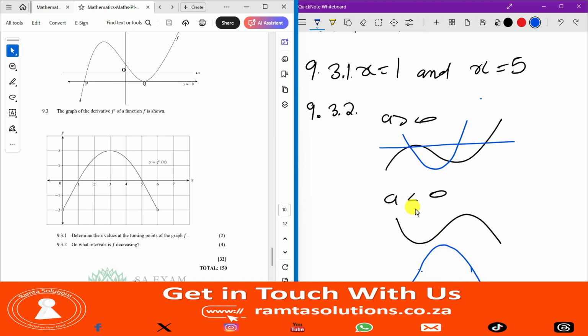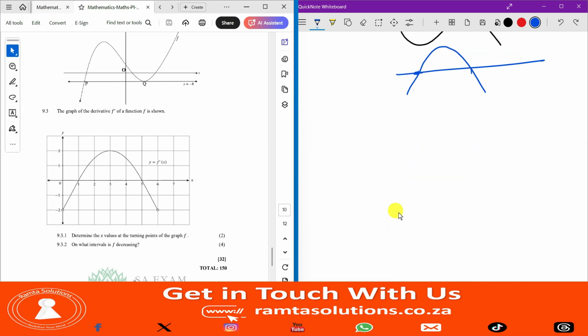So, when is it decreasing? I said below the x-axis. Right? Below the x-axis. Do you see it? Where is below the x-axis? Here it is. This is when it's decreasing.